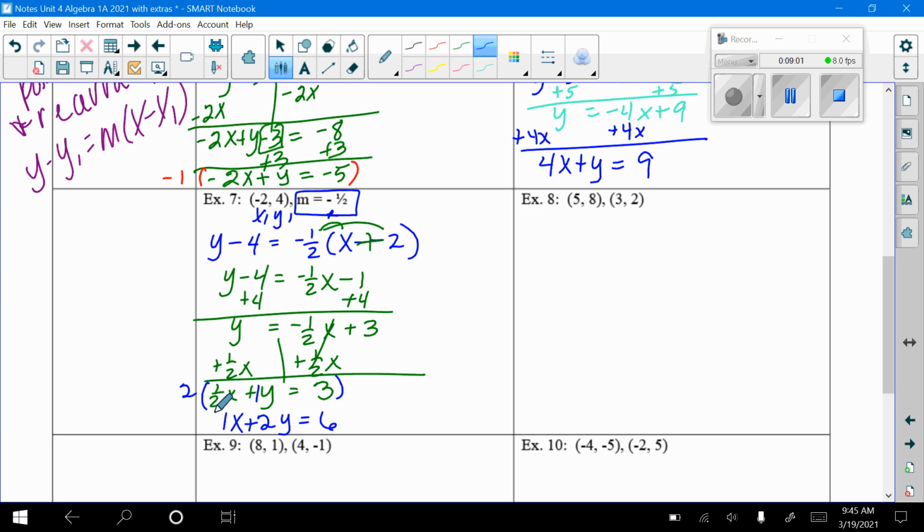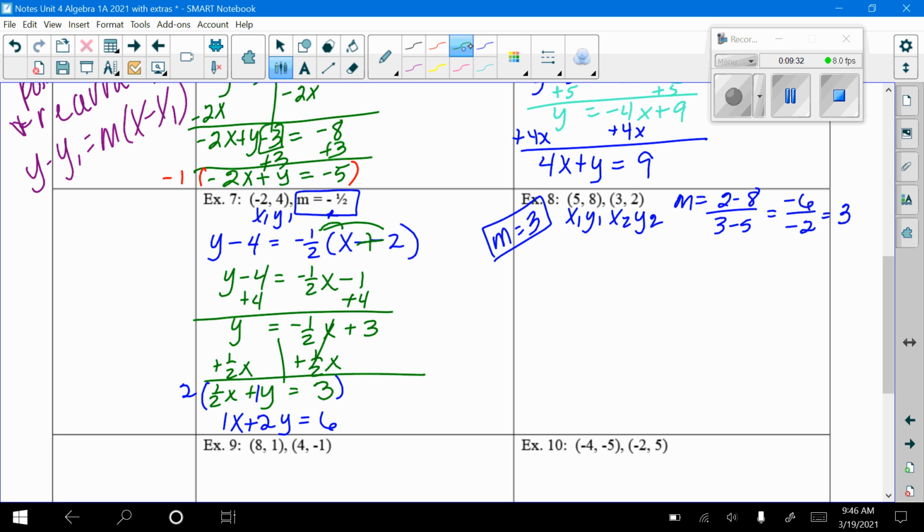All right, so examples 8, 9, and 10 are going to be up a notch. So this was moderate, medium, and now we're getting spicy. Spicy means 2 points. Find slope. So m equals 2 minus 8 over 3 minus 5. So I end up with negative 6 over negative 2, which gives me positive 3. So now I can say that m equals 3.